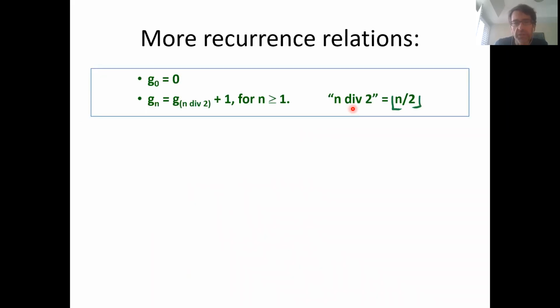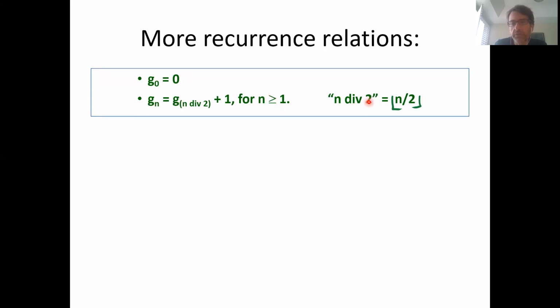Okay, another recurrence relation. Let's declare G0 to be 0 and Gn to be G at an index given by n div 2. And then I take that element in the sequence and I add 1 to it. And that's a recursive rule. This is the base case. This is a recursive rule that works for all integers greater than 0.